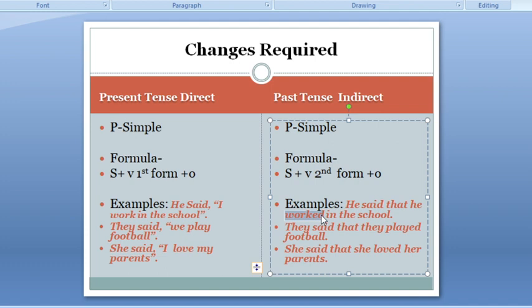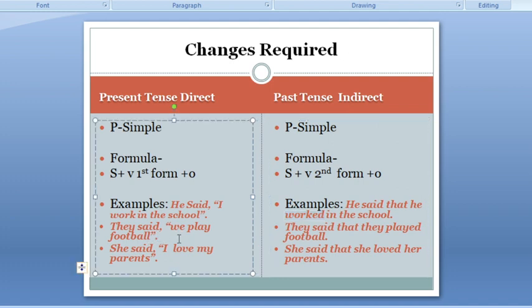Worked is the second form, and it's also the third form. They said, "We play," with the same inverted commas and the same structure, but there's a subject and verb change. We play, they, okay. We are talking about "we," including me. So they said, "We play football."